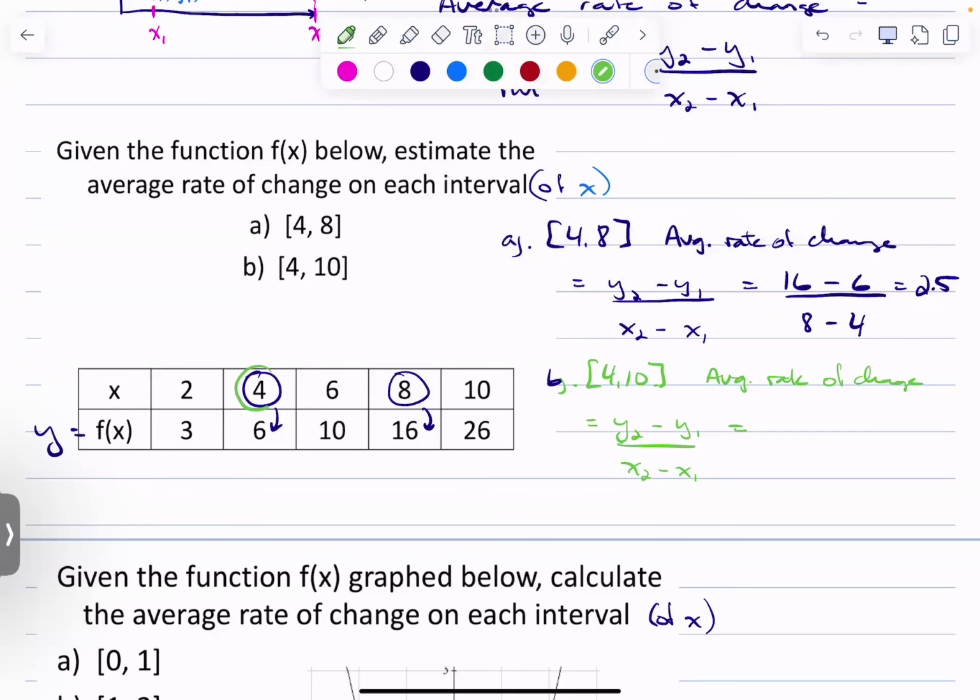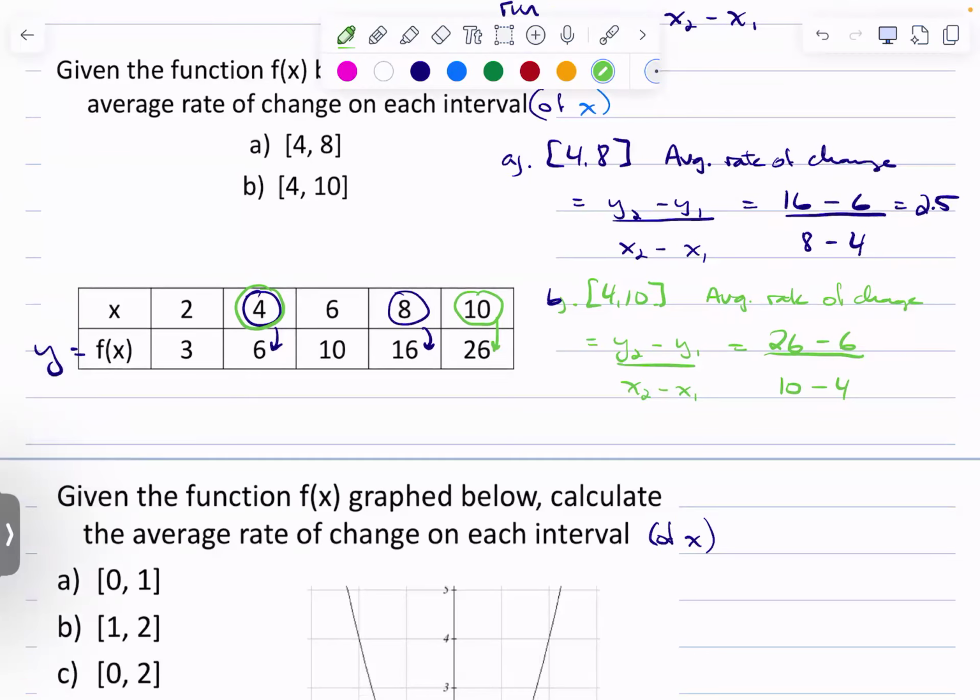So from 4, the output is 6, but now I'm moving out to 10, and all of a sudden I'm at 26. So now I'm going from 26 minus 6, that's my rise, and I have 10 minus 4, that's my run. I have 20 over 6, which is nothing nice. I'll do 3.3.